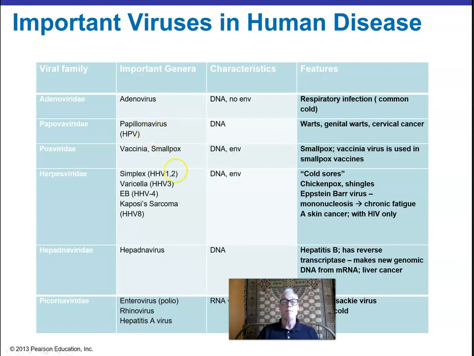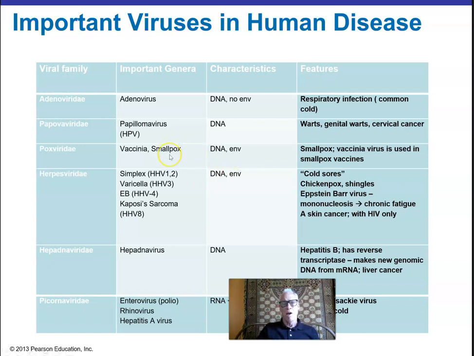Papillomaviruses, HPVs, human papillomaviruses, are very important because they cause genital warts, which is a sexually transmitted infection, but they also can cause cervical cancer. So that's something significant. HPV 16, HPV 18, and a few other strains can cause cervical cancer, and hence the advent a few years ago of an HPV vaccine to prevent those viruses from doing that.